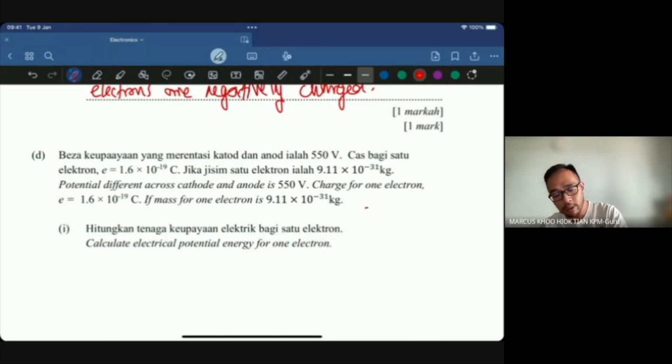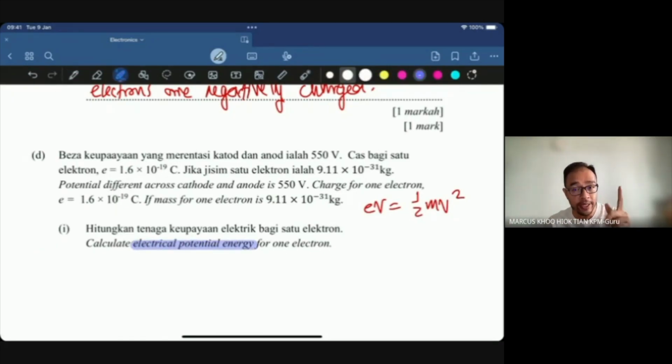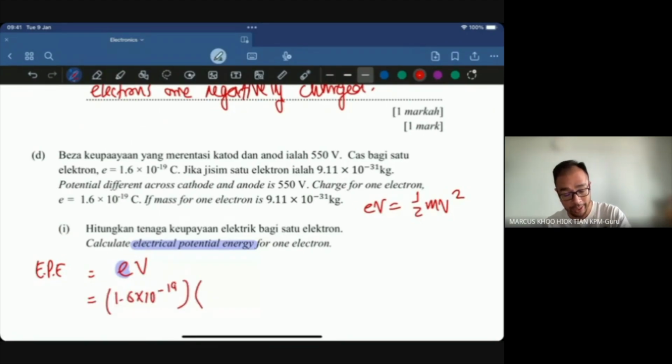We are talking about the two formulas. EV equals half mv squared. The question is calculate the electrical potential energy. It means calculate EV only. Electrical potential energy is EV. So this is 1.6 times 10 to the power negative 19 times the voltage of 550. So this will give us 8.8 times 10 to the power negative 17.